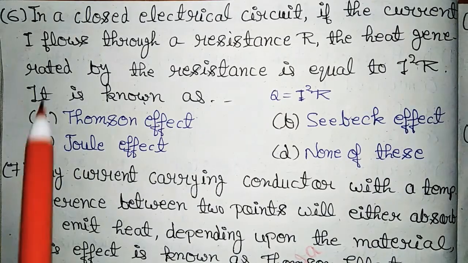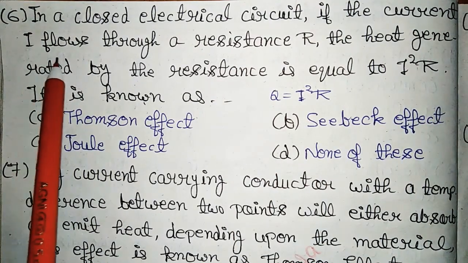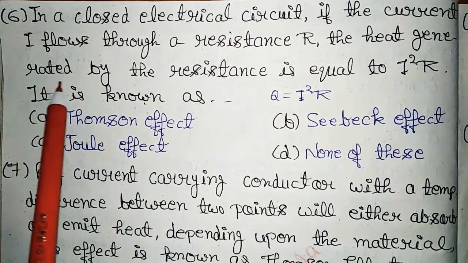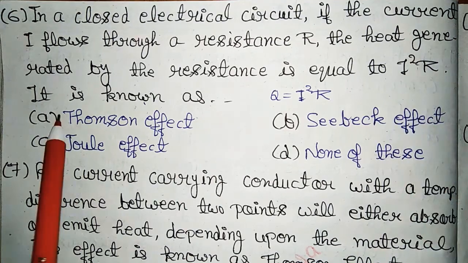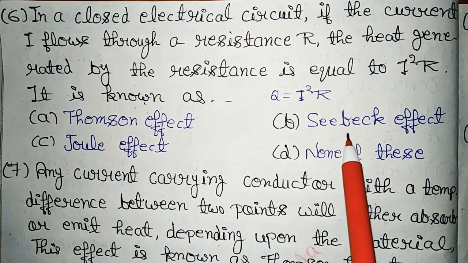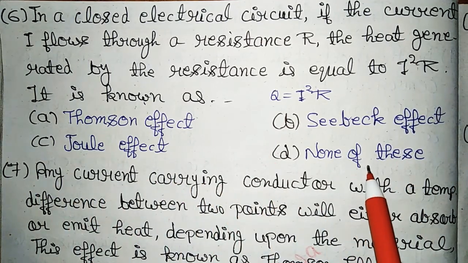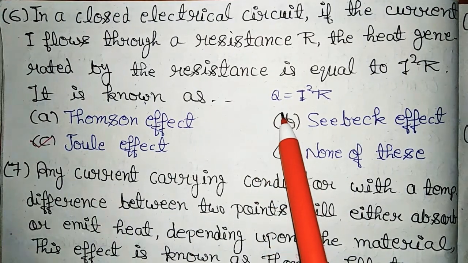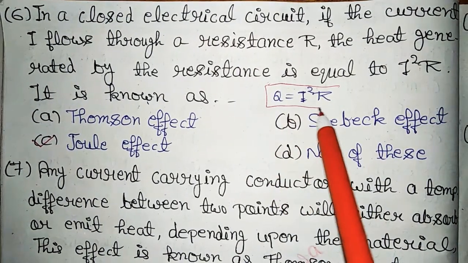Next question. In a closed electrical circuit, if the current I flows through a resistance R, the heat generated by the resistance is equal to I square R. It is known as option A Thomson effect, option B Seebeck effect, option C Joule effect, and option D none of these. So right answer is Joule effect, and mathematically it is represented Q is equal to I square into R.